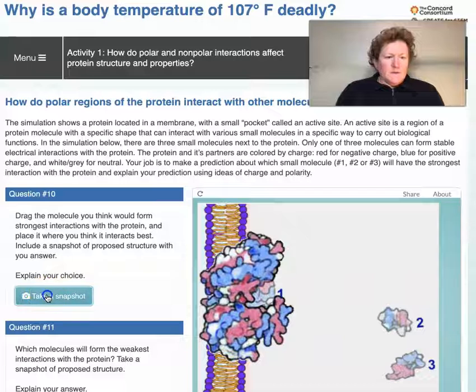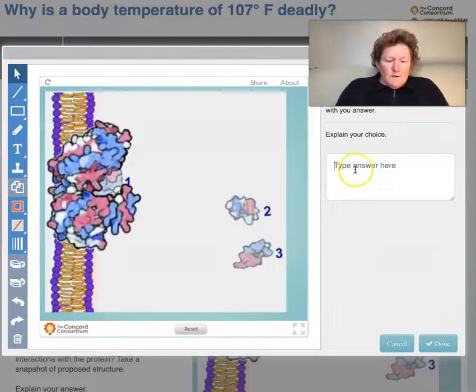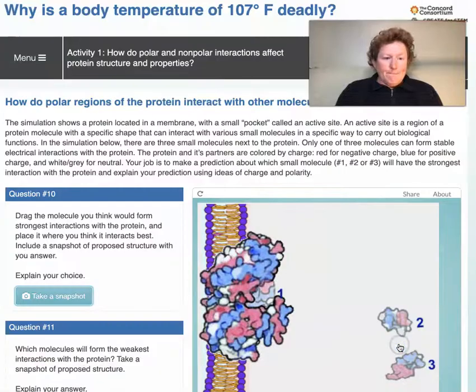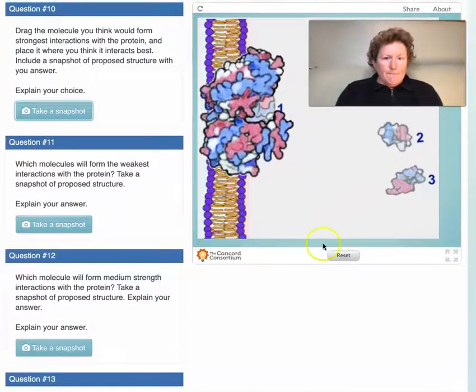So I'm going to take a snapshot here. And my answer is going to include, I'm just giving you an outline here, charges, how the charges align, and also the shape. So make sure your answer includes the word charges, and it also includes the word shape or shapes. And I'll let you do your own screenshot. You can pause the video and do your own screenshot.